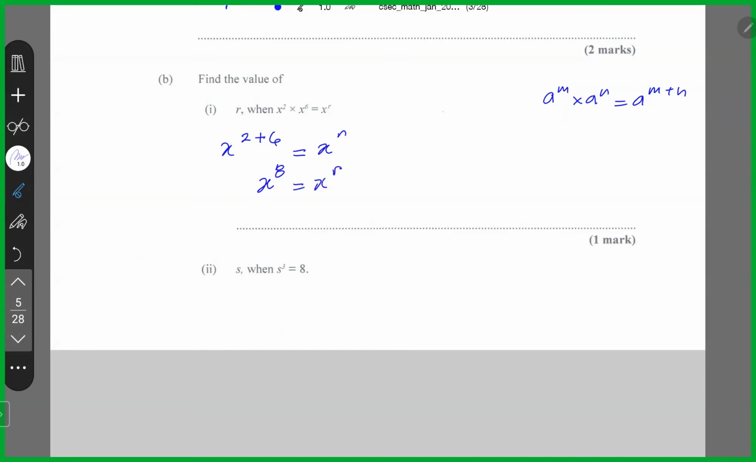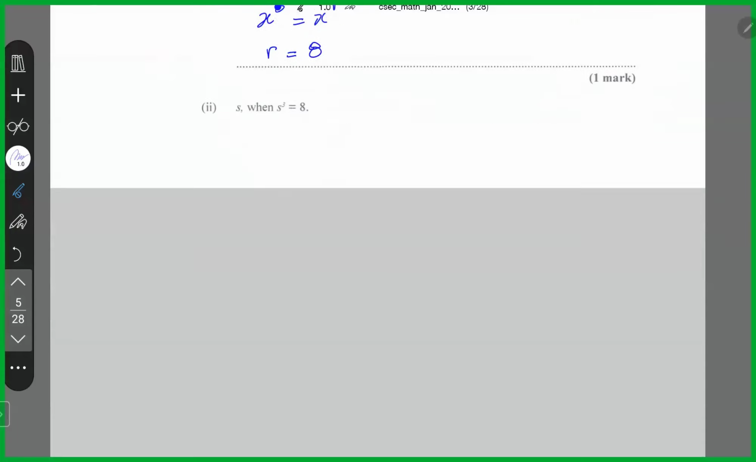Now at this point, if you have one term on the left, one term on the right, and the bases are the same, the powers must be equal. Therefore, r must be equal to 8. Stay with me.